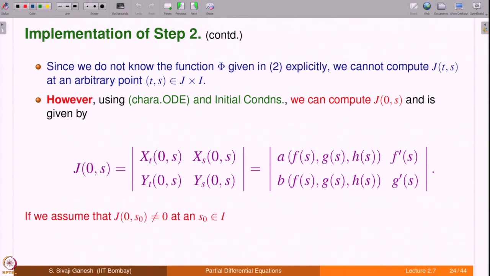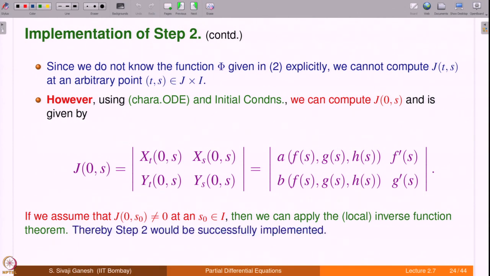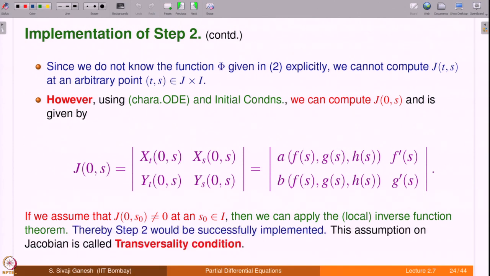So, if you assume that J(0, s naught) is non-zero at a point s naught, then we can apply the inverse function theorem. I have written "local" in the brackets because there is something else called the global inverse function theorem, but the usual inverse function theorem is a local inverse function theorem. Thereby, step 2 will be successfully implemented. This assumption on the Jacobian is called the transversality condition.